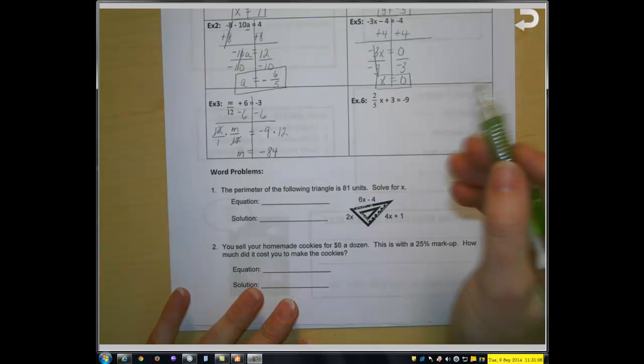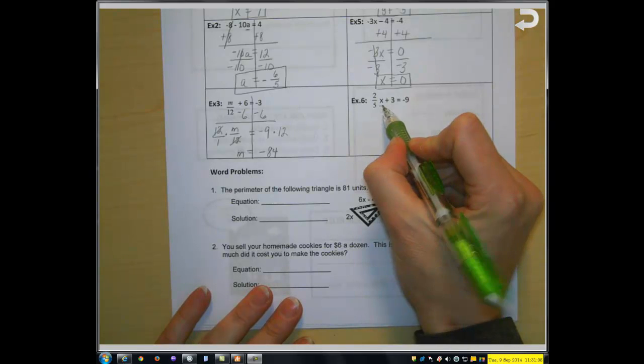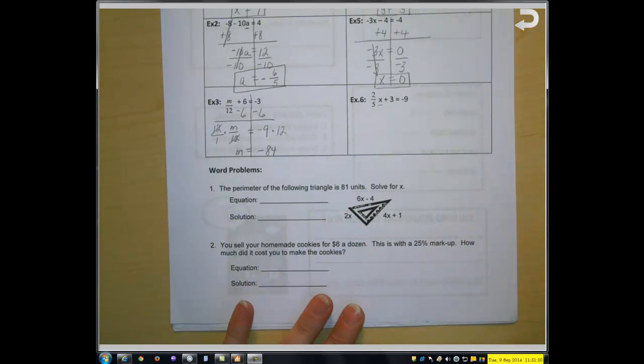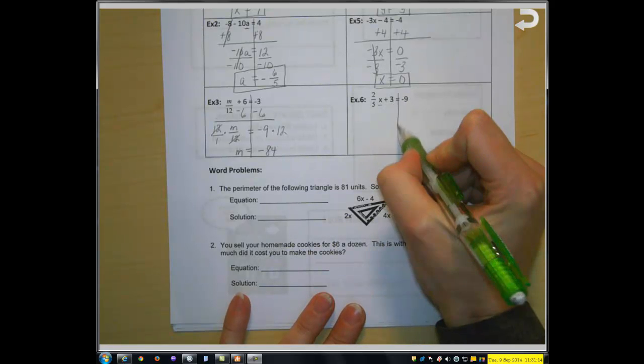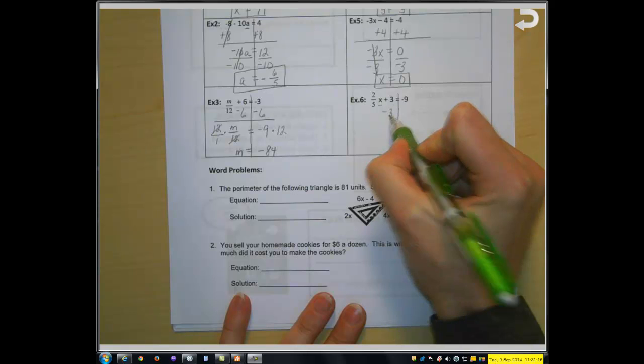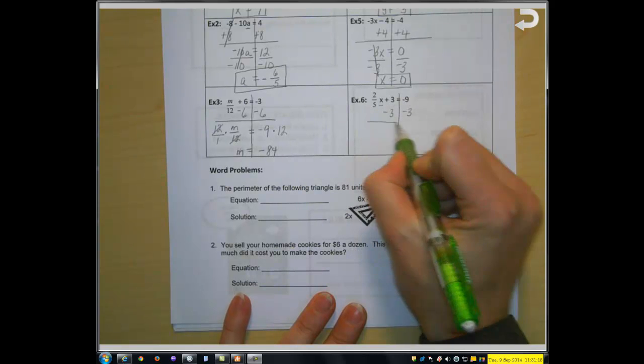All right, it's your turn on example 6. Pause the video, do the problem, and then we'll check it together. Example 6. Here's your variable. You now need to do the inverse operation of addition, which is subtraction. So we subtract 3 from both sides.